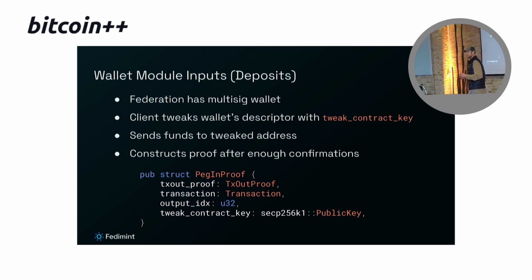The Fedimint client is then going to be able to observe that address for any activity. And once they observe any funds going to that address that has enough confirmations, they'll construct this peg-in proof. So this peg-in proof has a TxOutProof. The TxOutProof includes the block headers of the block that the transaction was included in, along with the Merkle proof. This transaction here is actually a Bitcoin transaction with an output index, and then the tweak contract key that was used to tweak the wallet's descriptor.